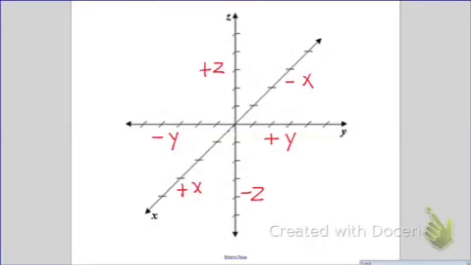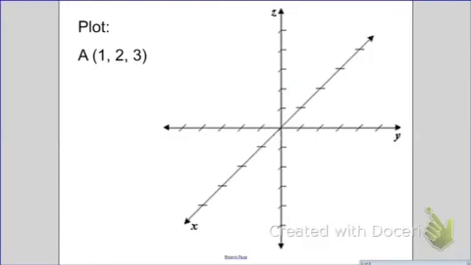So now we know where to find these numbers, count them out, plot points, and I'll show you how to do that. The first method of plotting a point, I'm going to call the box method. We're going to draw a 3D box.